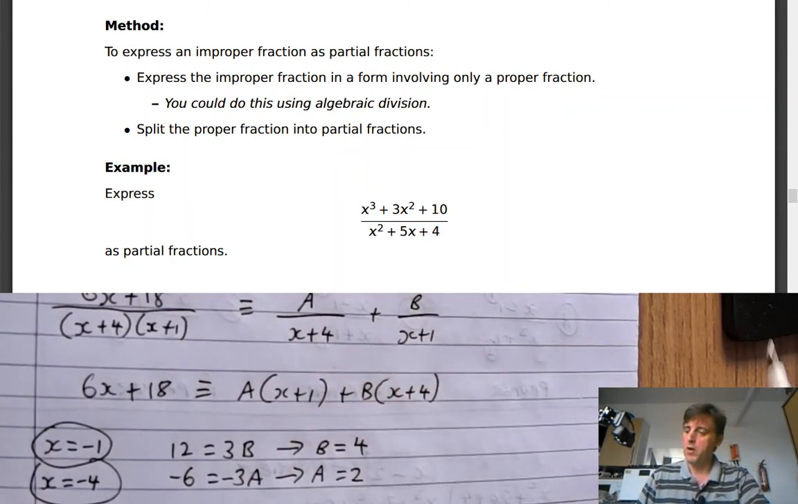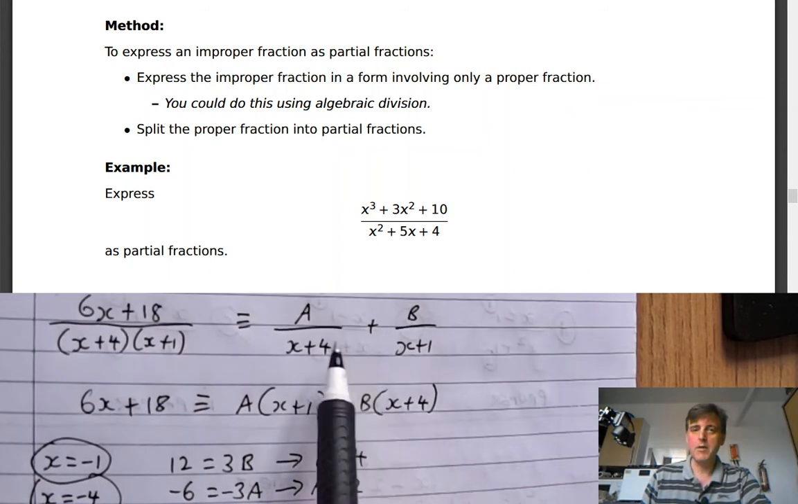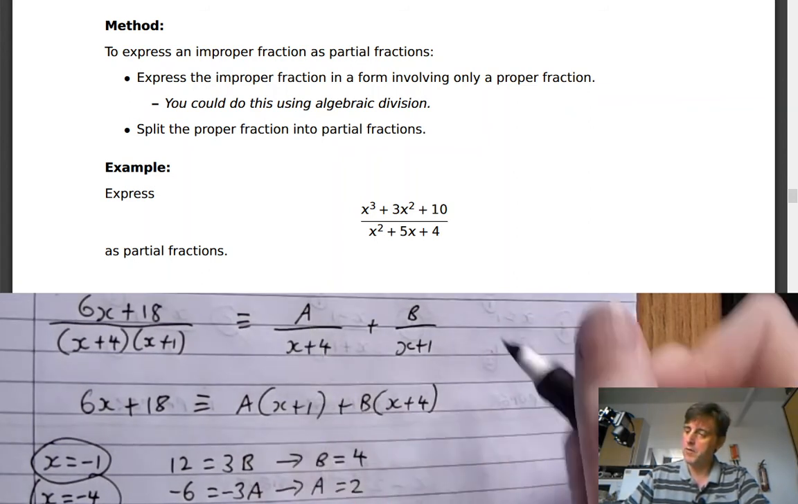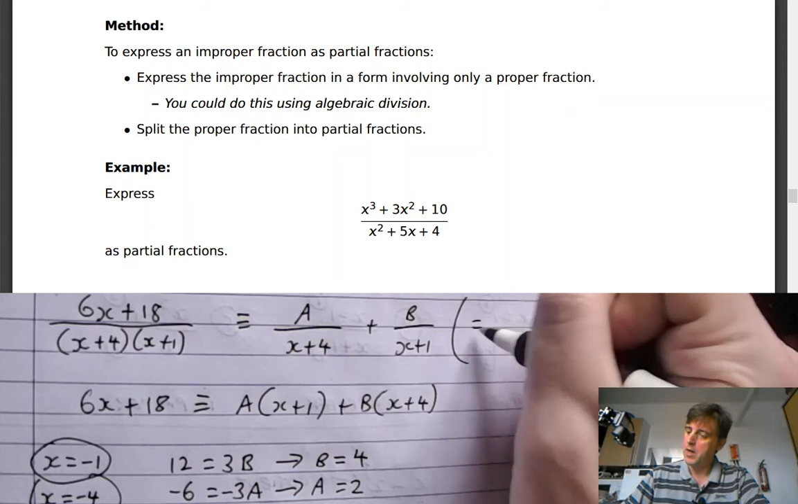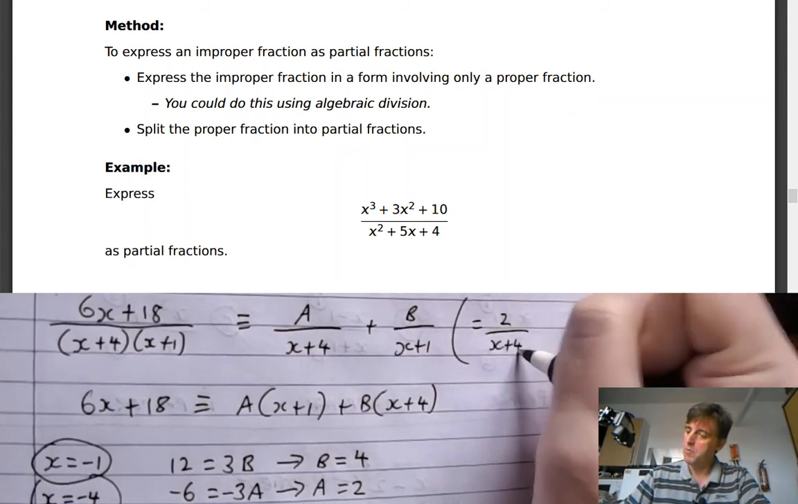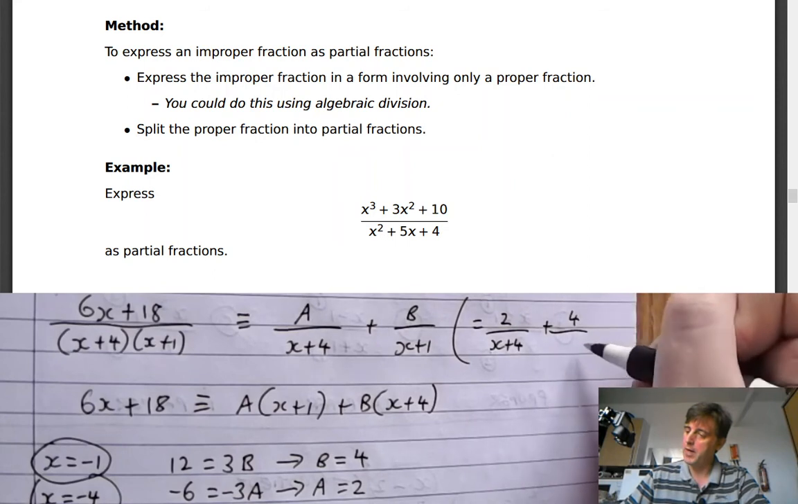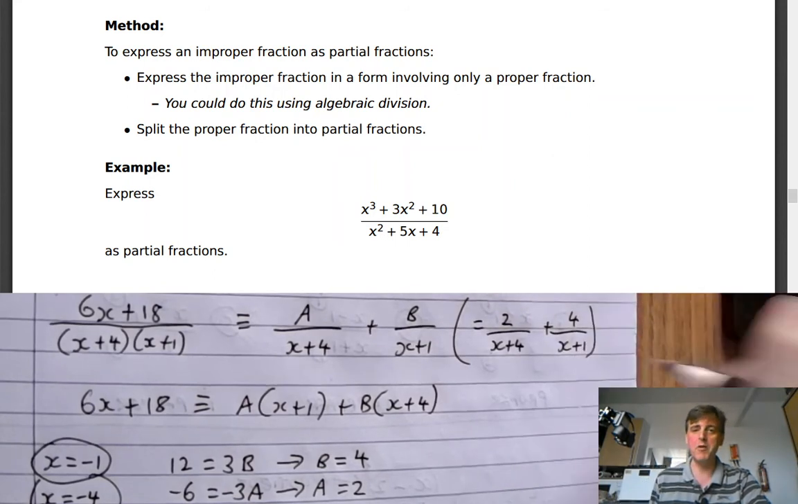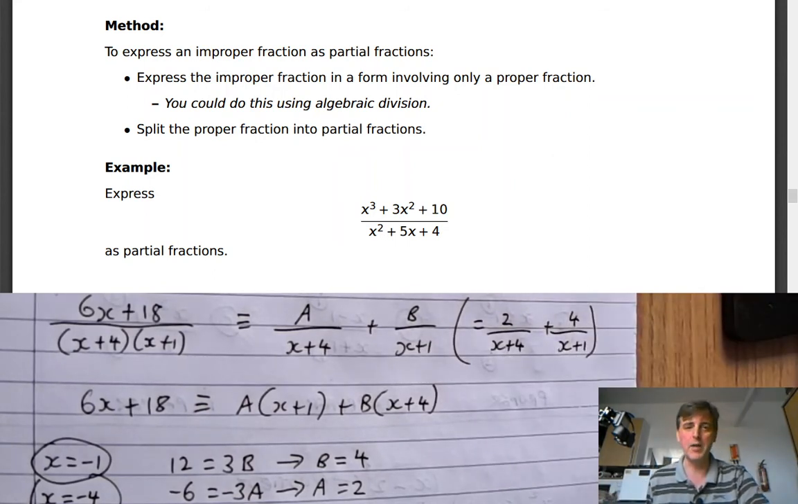And so therefore, looking at what we've got over here, the whole thing must become 2 over x plus 4 plus 4 over x plus 1. Hopefully you're getting fluent enough with partial fractions now that you follow that process.